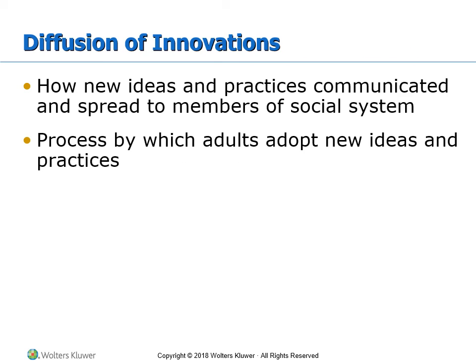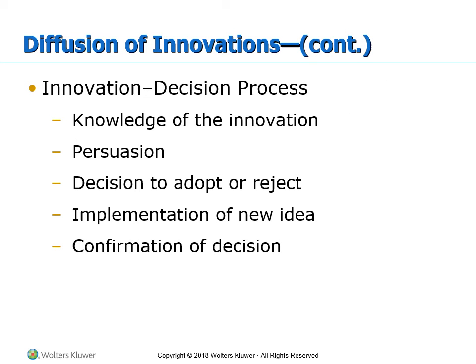Next, the text talks about the diffusion of innovations, which is how new ideas and practices are communicated and spread to members of a social system, and the process by which adults adopt new ideas and practices. Although this discussion actually can go into products and other things. So I think that's one of the easiest examples for looking at the diffusion of innovation and the innovation decision process. For example, we'll just talk about an iPhone.